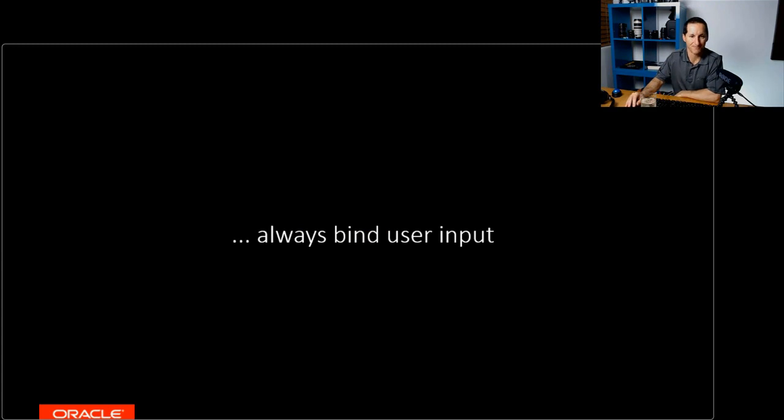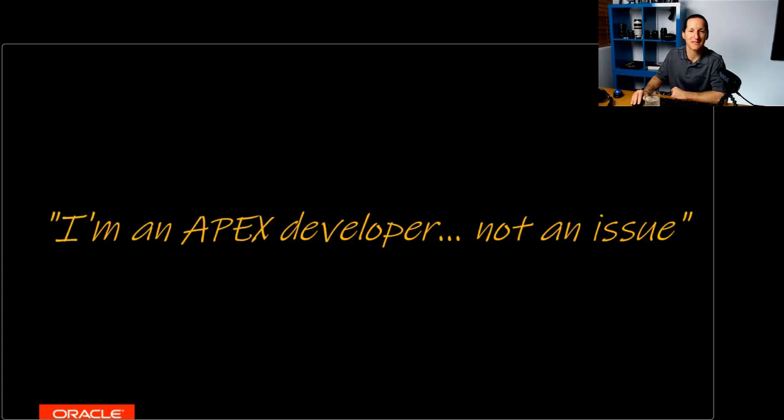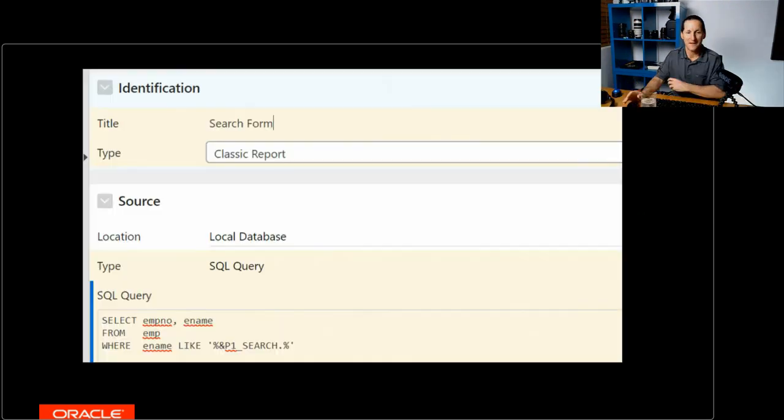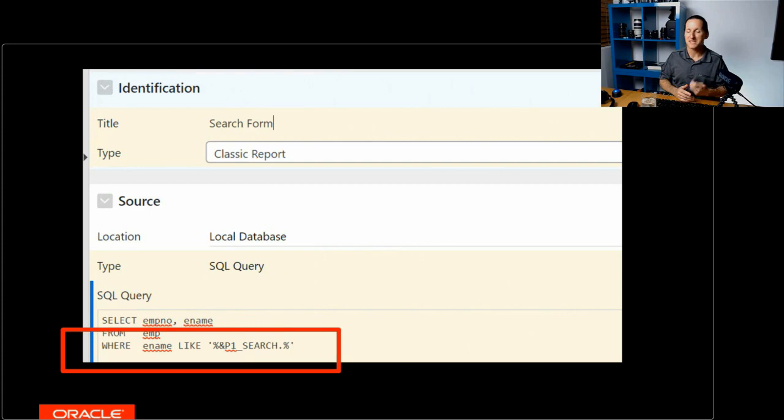bind that user input. At this point, you might be thinking, but I'm an Apex developer and I'm using Apex on Autonomous, and Apex is written by Oracle, it runs in the database, so surely all this parsing and SQL injection stuff is not really relevant, and as an Apex developer, this is not an issue for me. But this is what I see when we do security audits for Apex customers. One of the most common ones is substitution variables. Because it's easy.